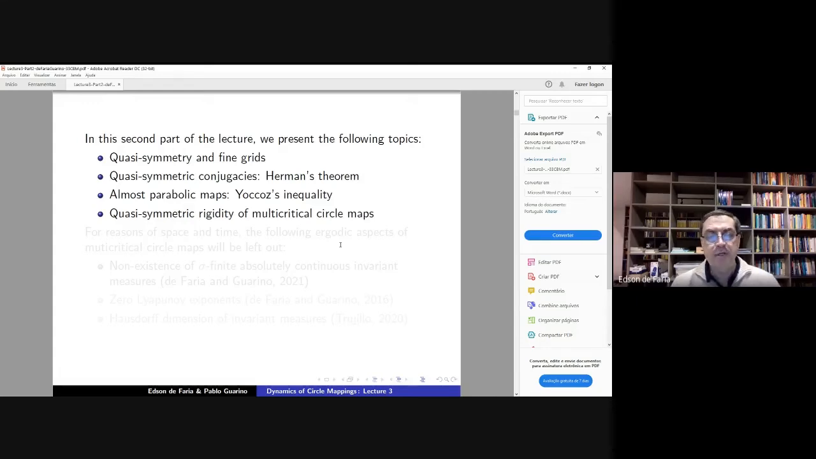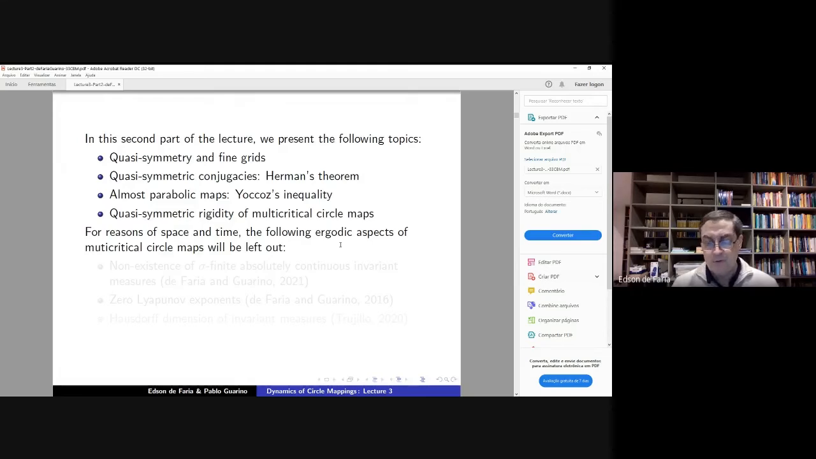Okay, so the material that I'm going to talk about here is in chapter 7 of our book. You'll find all the details there. And it, of course, uses the material from chapters 6 and 5. But there will be other interesting aspects of multicritical circle maps that we could address. Because we don't have much time or space for these things, I left out all of the ergodic aspects of these maps.